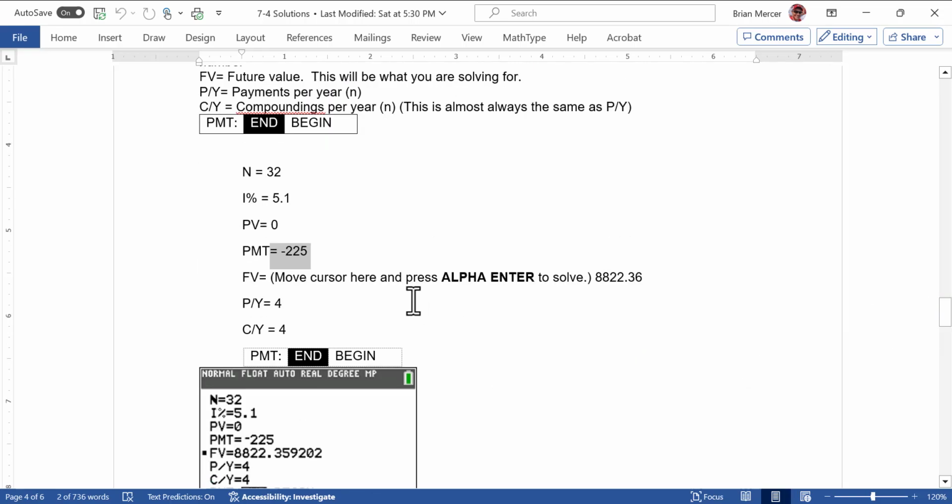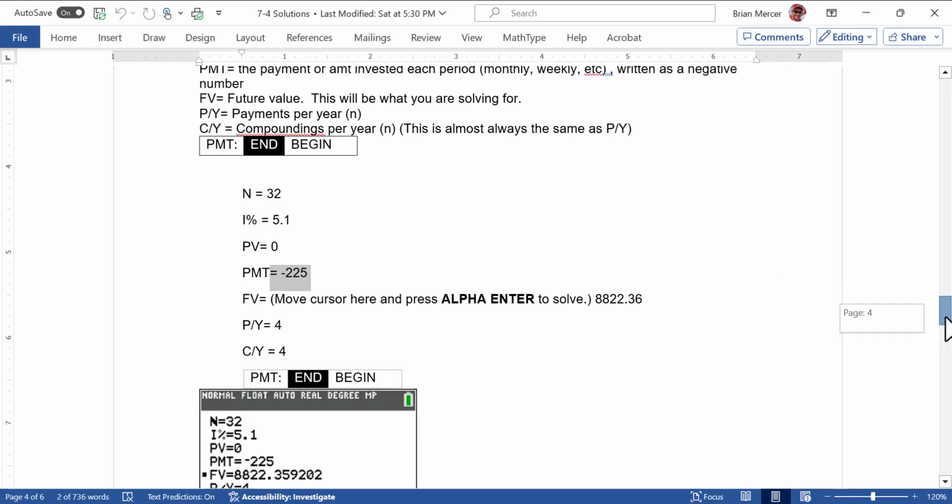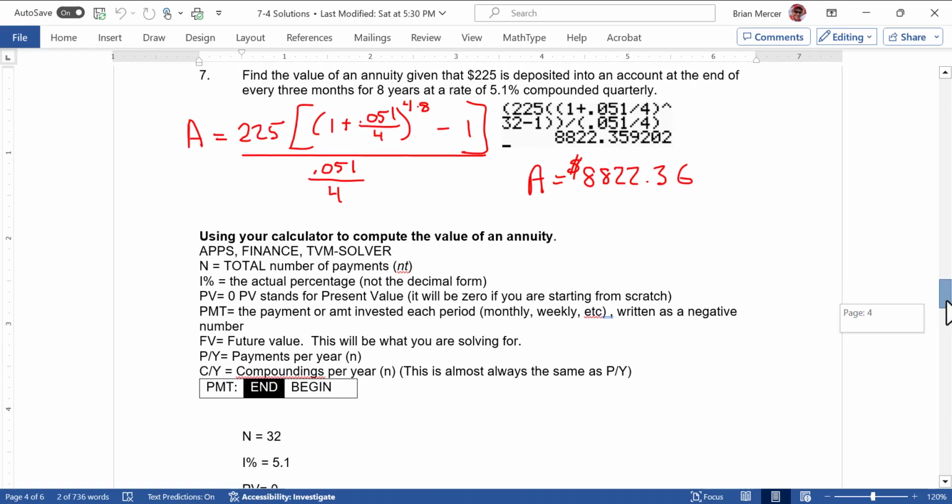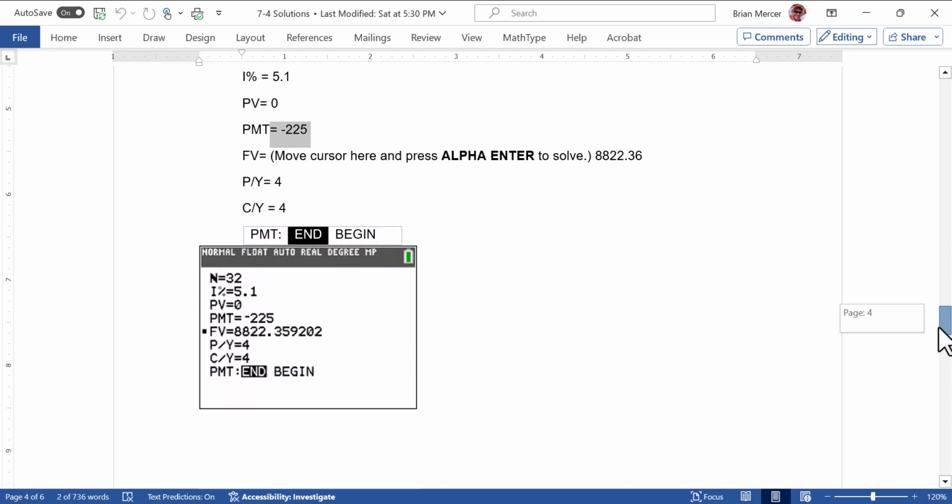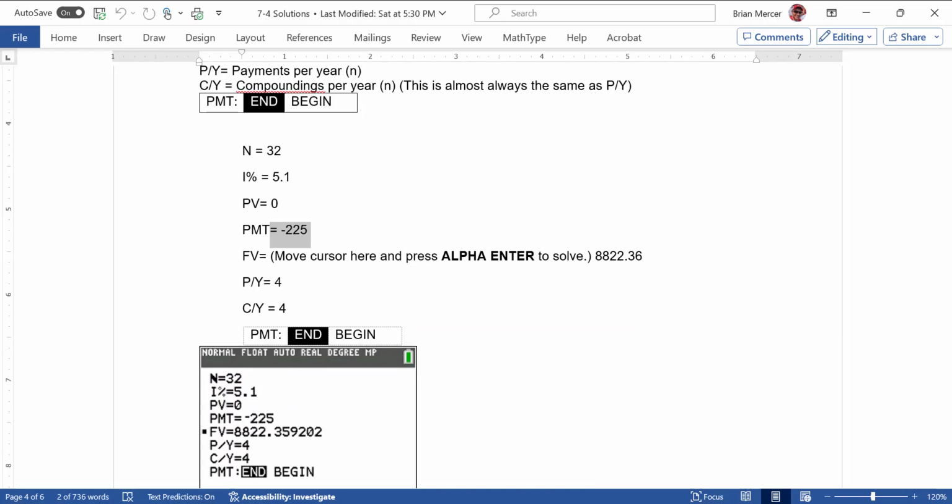The payments per year and the compoundings per year both need to be set to 4. That's because the lowercase n is 4. So that little n and big N show up there. That's important to pay attention to. And then this is what we're trying to calculate. We're trying to find out how much is it going to be worth, the future value. So we already know the answer. That's that 8822.36. So I'll let you see this happen live now.